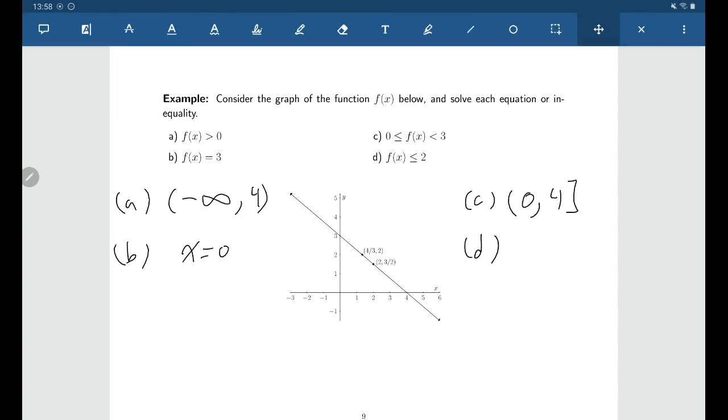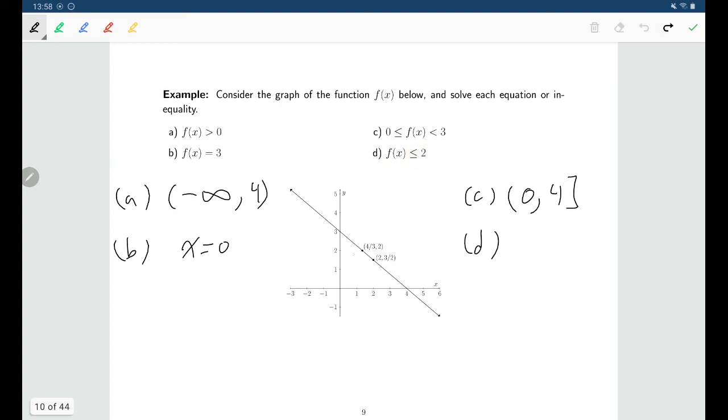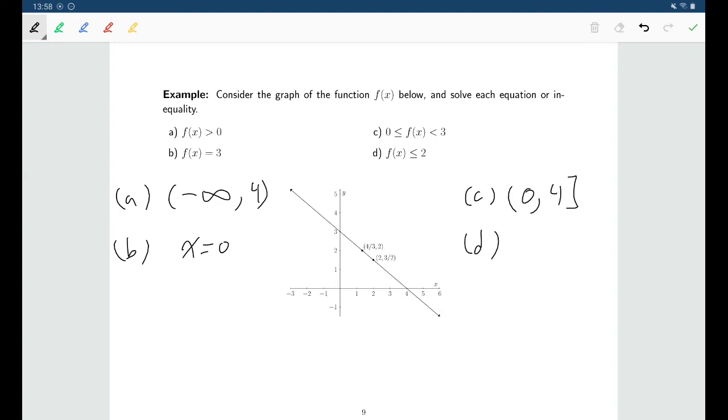And now finally, we want f of x to be less than or equal to 2. In other words, we want the y value to be 2 or less. And so if we're looking at our graph for a y value of 2 or less, that would be all of this part of the line, which is all of the line that happens when x is larger than 4/3. So we're going to be looking at all the values of x that are 4/3 and larger.